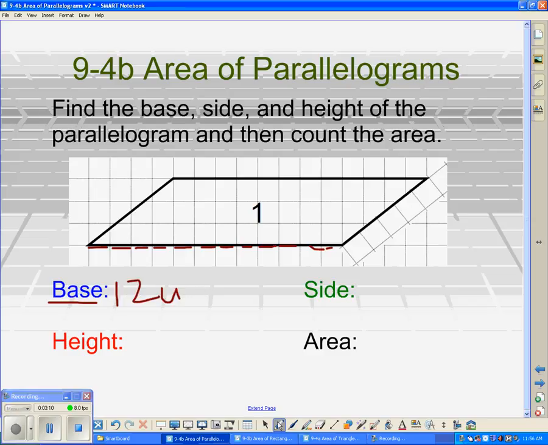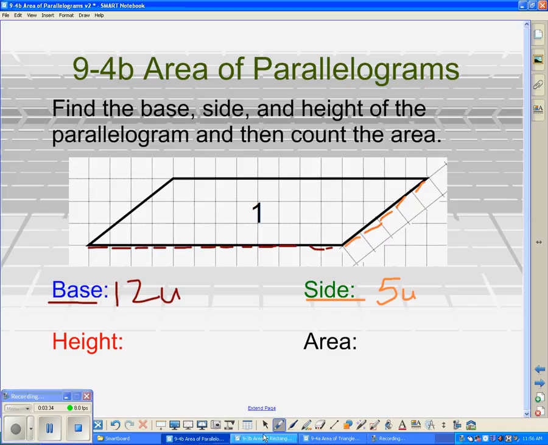Next, we'll look at the side. You can see the tilted grid to help you count the side. Again, the side is a length, not a number of square units. So 1, 2, 3, 4, 5 lengths is the length of the side. So we've got 5 units for the length of the side.